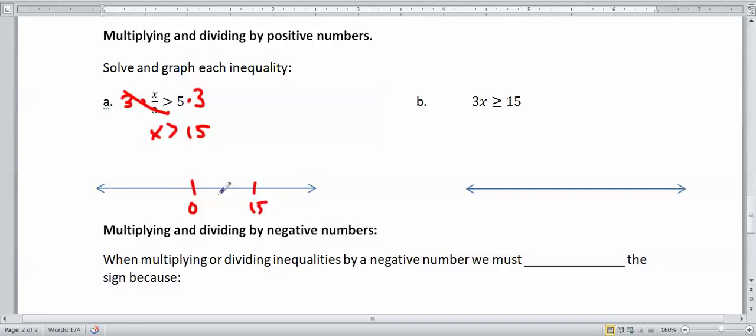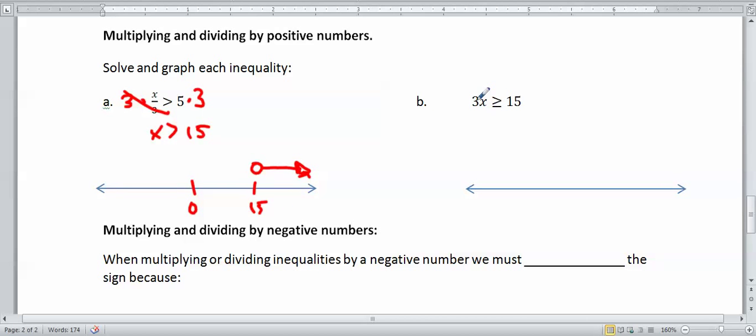Okay, so check the 0. If I plug in 0, 0 is greater than 15? Nope, that's not true. So I need to mark my point. It's an open circle because the 15 is not included. There's no equal sign under here. And I want everything greater than 15, so I'm going to go to the right, away from 0.